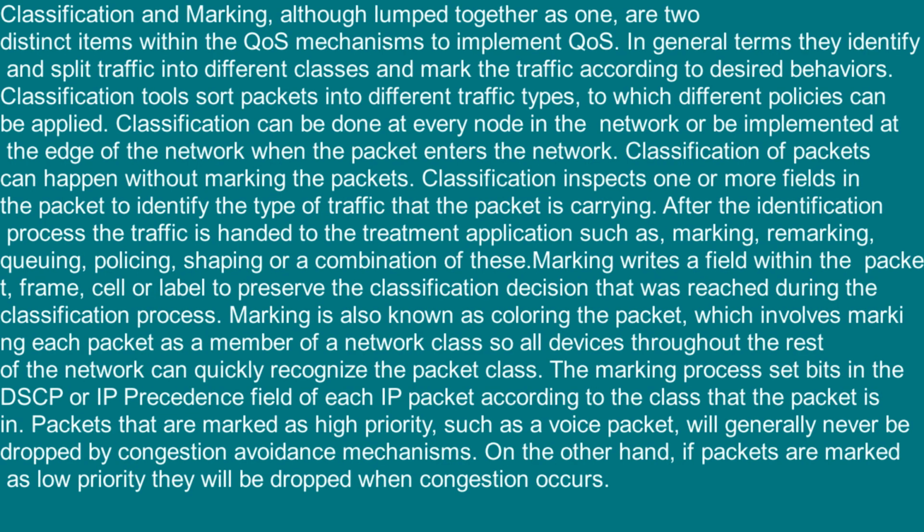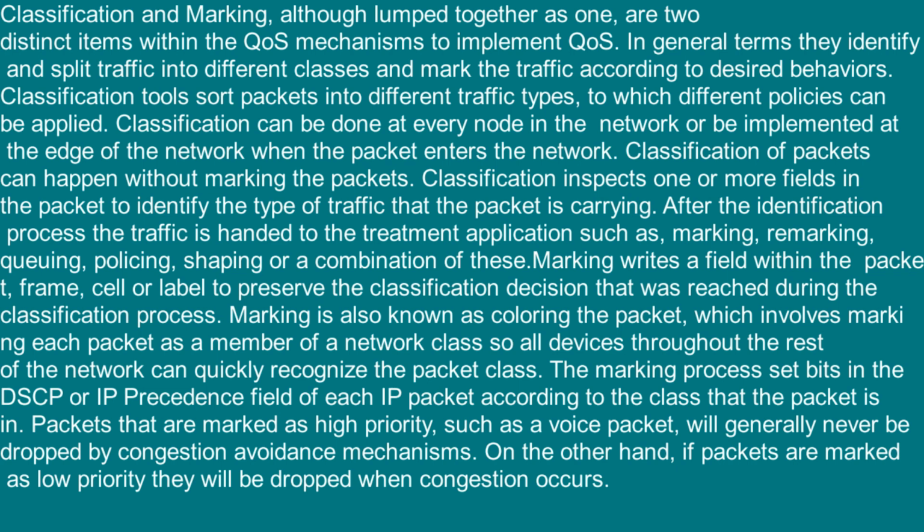Classification and marking, although lumped together as one, are 2 distinct items within the mechanisms to implement QoS. In general terms, they identify and split traffic into different classes and mark the traffic according to desired behaviors. Classification tools sort packets into different traffic types to which different policies can be applied.